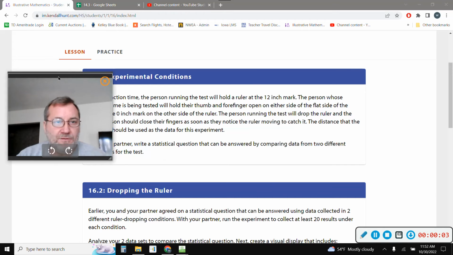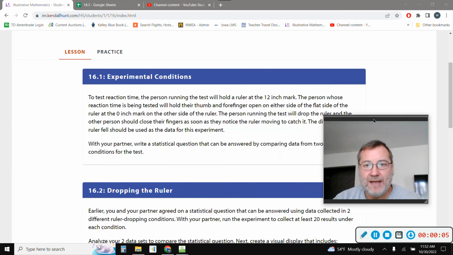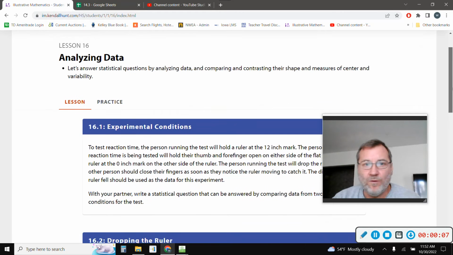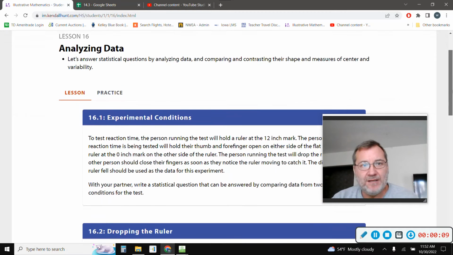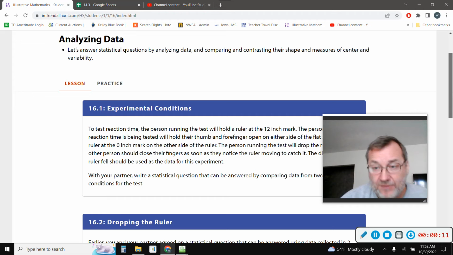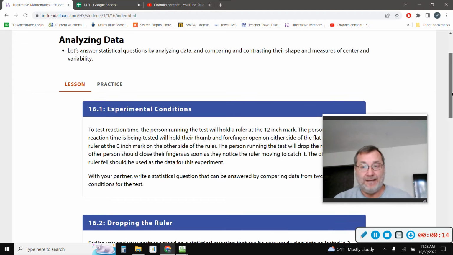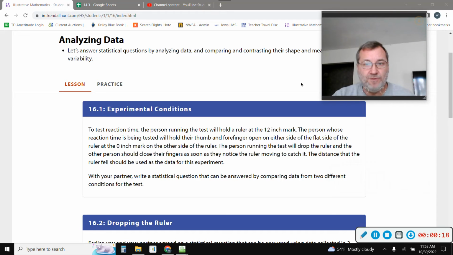Alright, hello students, and this is the last one of the series in Unit 1. So this is Lesson 16, Analyzing Data. Now we're actually going to have you do an experiment where you're going to be collecting data. If we read through this, it tells you what you're expected to do.